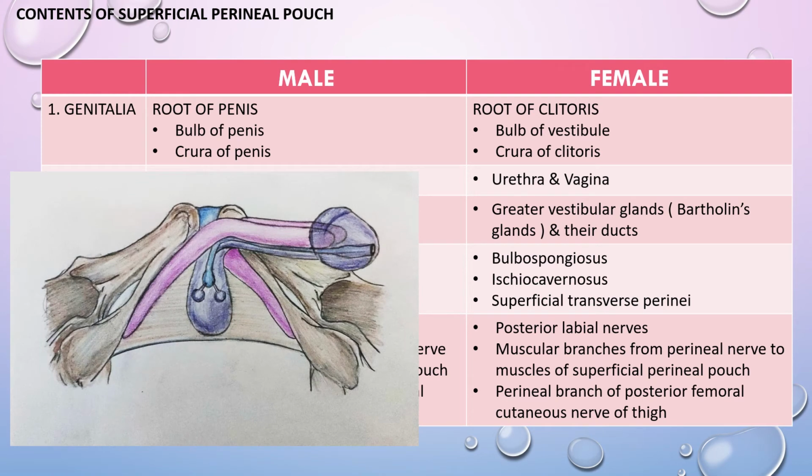In the diagram, you can appreciate the perineal membrane stretching across the ischiopubic rami. So we are in the superficial perineal pouch. You can appreciate the bulb of the penis in the midline. The crura of the penis is attached to the ischiopubic rami.